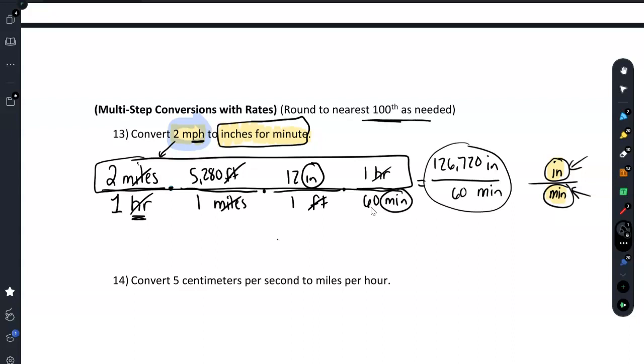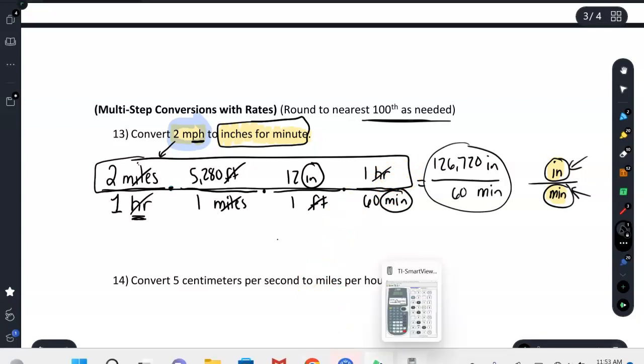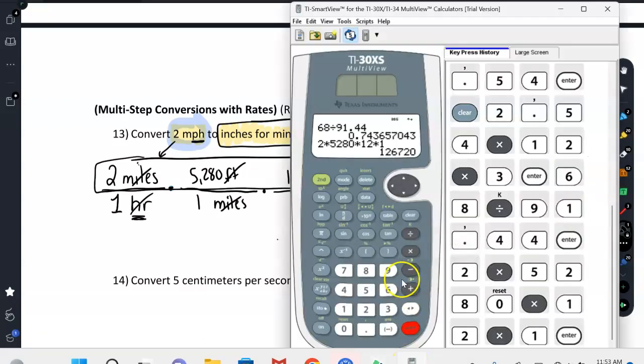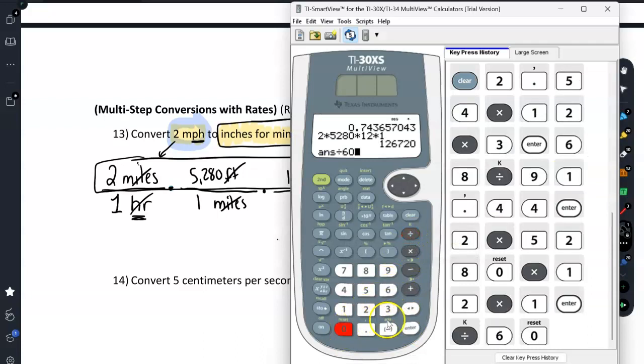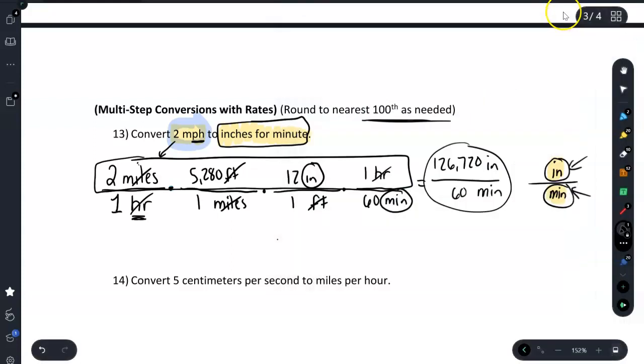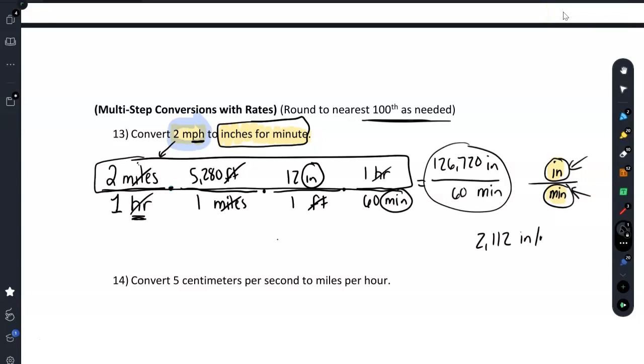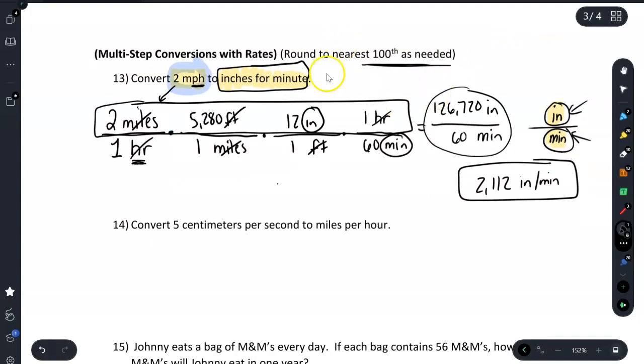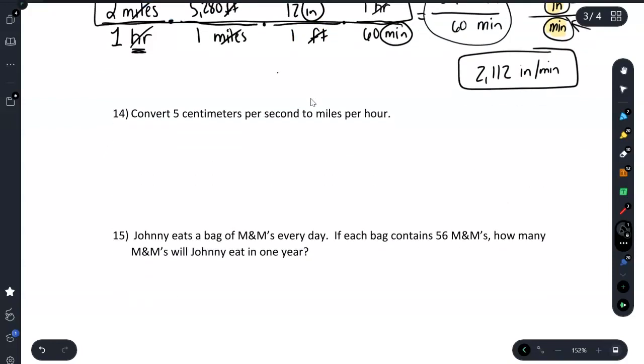I don't want the fraction answer. I want this rounded to the nearest hundredth. So I actually just do this in my calculator. The actual fraction, 126,720 divided by 60. Since I already had that answer there, all I have to do is hit divide by 60. And I get a whole number actually, where it usually would be a decimal: 2,112. This is inches per minute. So I got 2,112 inches per minute. That's a very unique type of conversion, but it is dimensional analysis, and we're essentially doing the same thing.